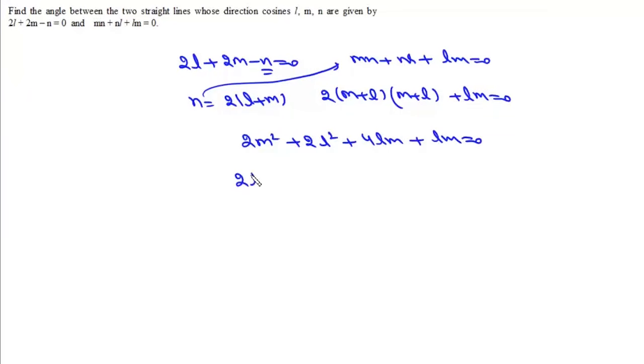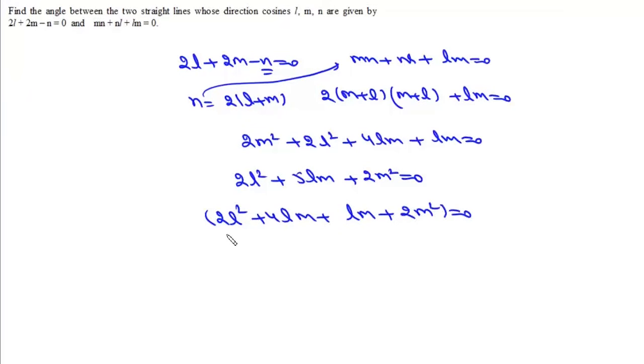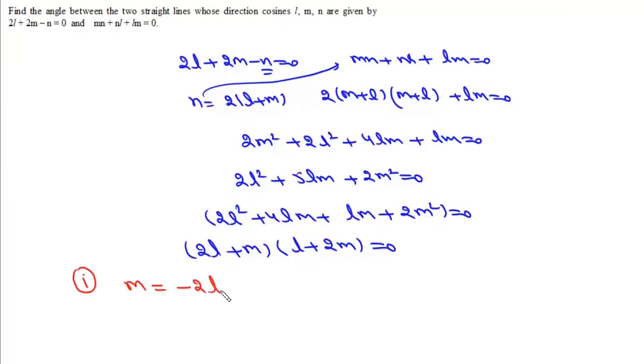So we can write this equation as 2l square plus 5lm plus 2m square equals 0. Now we can write this as 2l square plus 4lm plus lm plus 2m square equals 0. So it will be 2l plus m into l plus 2m equals 0. So we'll get two conditions, either m is equal to minus 2l or l is equal to minus 2m.